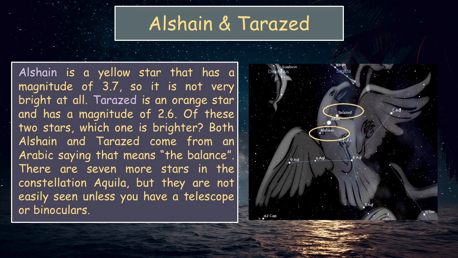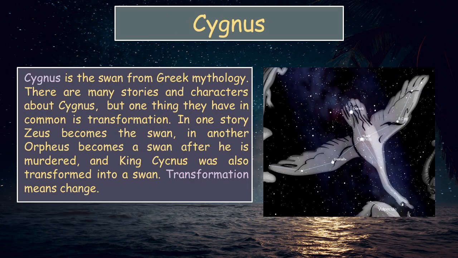Both Alshain and Tarazed come from an Arabic saying that means the balance. There are 7 more stars in the constellation Aquila, but they are not easily seen unless you have a telescope or binoculars. Cygnus. Cygnus is a swan from Greek mythology. There are many stories and characters about Cygnus, but one thing they have in common is transformation.